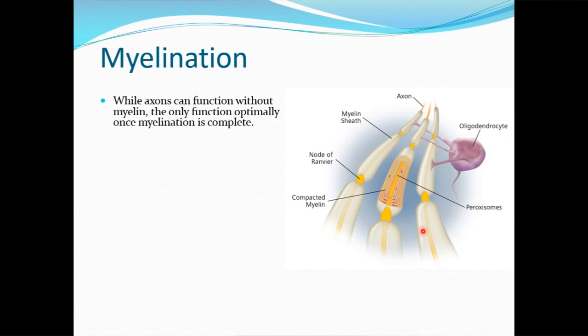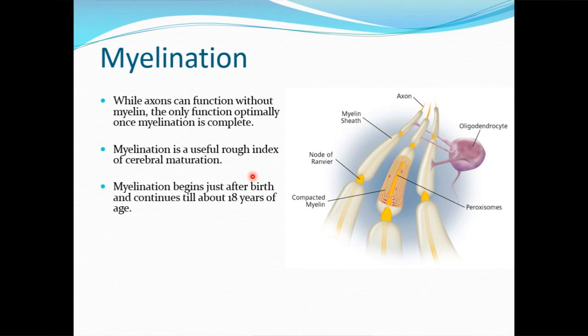So talking about myelin, while axons can function without myelin, they only function optimally once myelination is complete. So once there's a layer of myelin, your messages get transferred along those axons quicker, more efficiently. And myelin is a useful rough index of cerebral maturation. The older a child, the more myelin they'll have. Myelination begins just after birth and continues till about 18 years of age. So it's only at 18 that our brains' processing speeds really become optimal, because when the axons are myelinated, it increases processing speed.